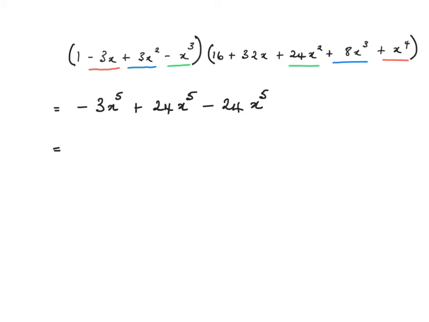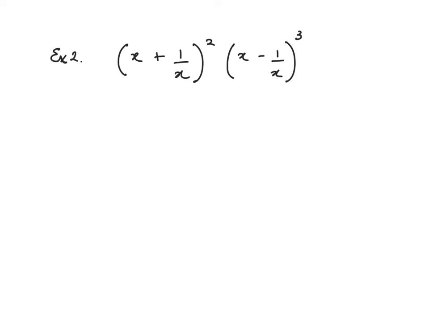Now perhaps we should remove the equal sign because strictly speaking the first and the second lines are not equal. So it's 24 take away 20, so we have minus 3x to the power of 5 then, and the coefficient of x to the power of 5 in the expansion is minus 3.